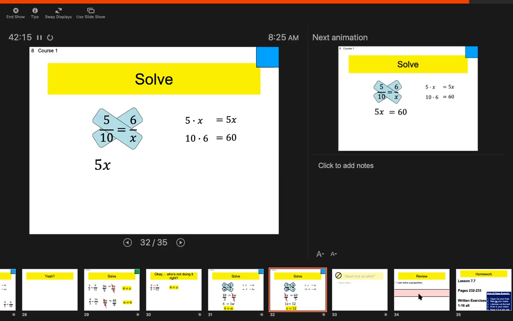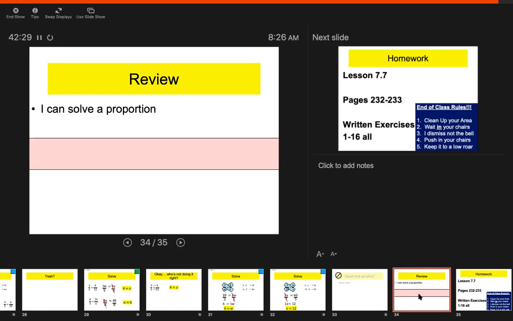Once again, I'm just showing you what the cross products are up here. 5x equals 60, and solve that. Divide both sides by 5, and you get 12. And you're done. Question? Sure. All right, any questions? Yes.